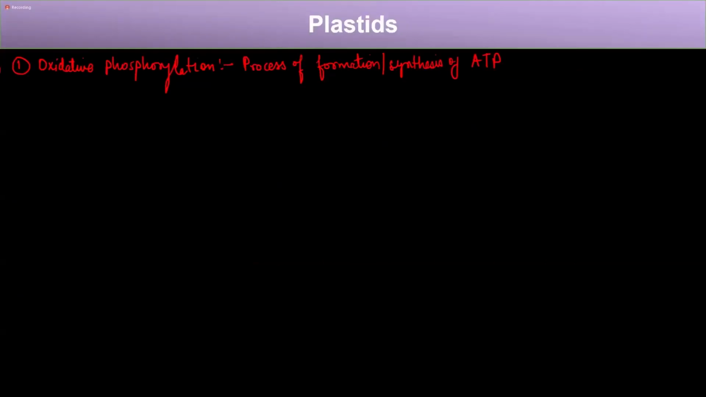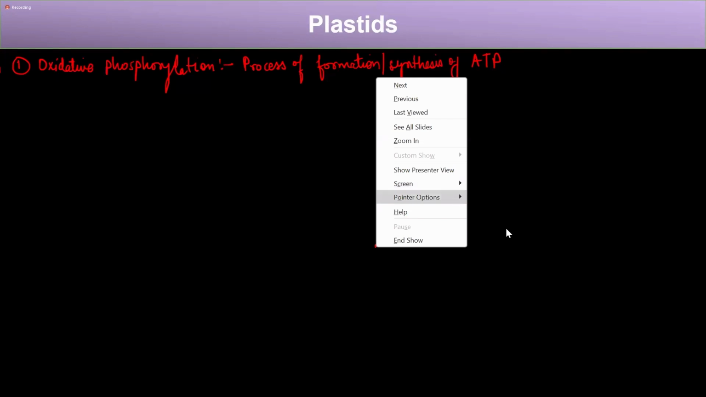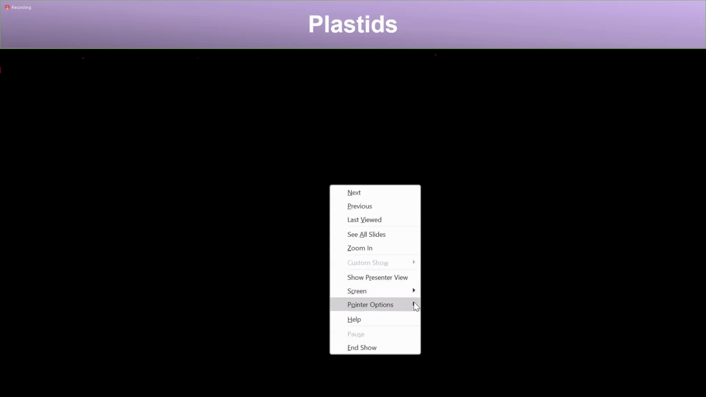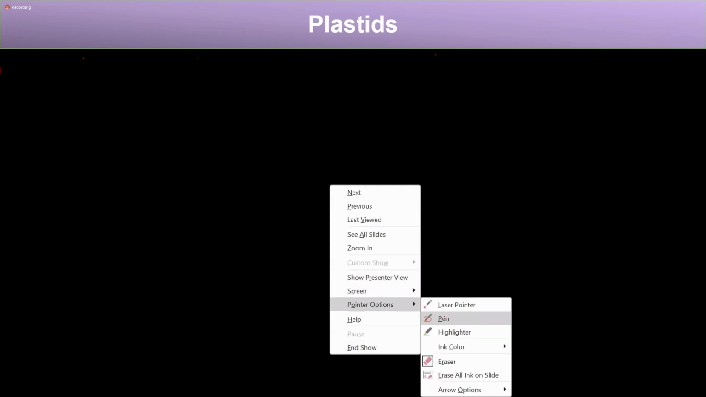Okay. Now, next, we have studied the mitochondria. The next thing that we'll study is another double membrane bound organelle, and this double membrane bound organelle is known as plastid. So what is plastid? So we can write the plastid.